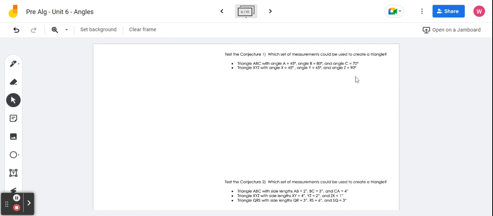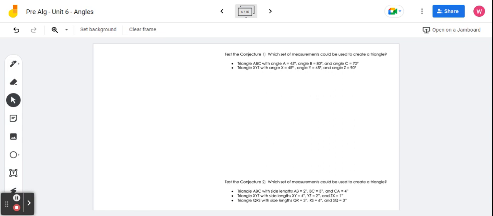We have the following measurements. Which set of measurements could be used to create a triangle? We're looking at triangle ABC with the angles of A being 45, B being 80 degrees, and C being 70 degrees, or triangle XYZ with angles X being 45 degrees, angle Y being 45 degrees, and angle Z being 45 degrees. Well, let's take a look at what do we know.